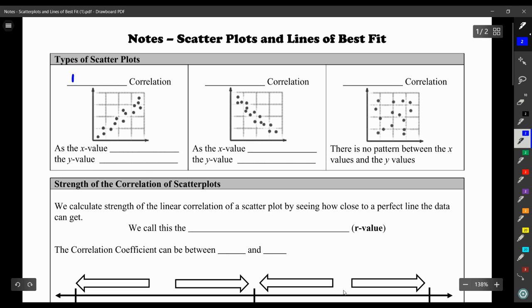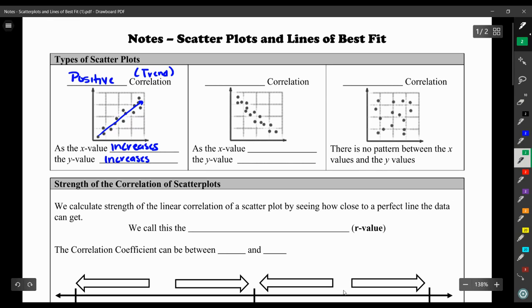This first one actually shows a positive correlation. And when you say correlation, you can also say trend. Basically, these coordinates are all trending upwards as they go to the right. So as the x value increases, because we always read from the x, the y value also increases. That's what makes this a positive trend.